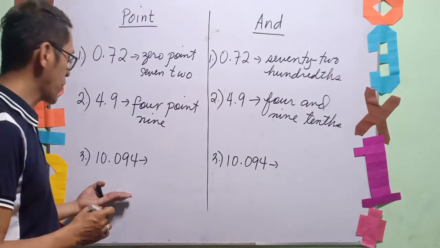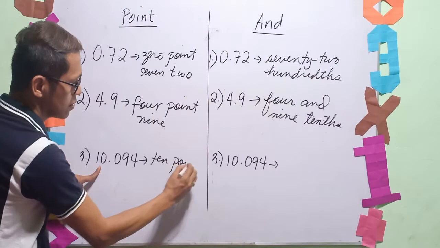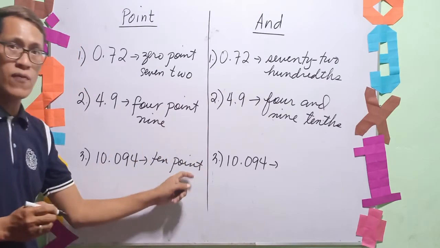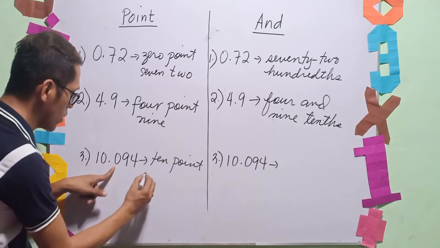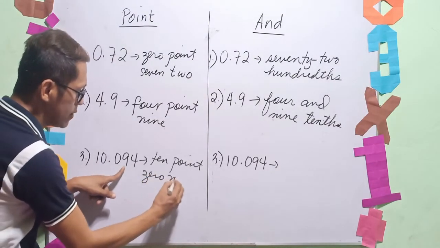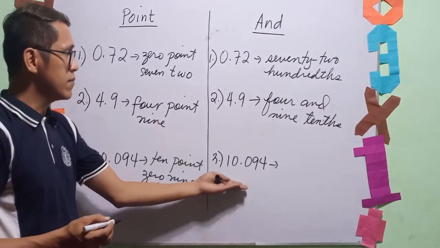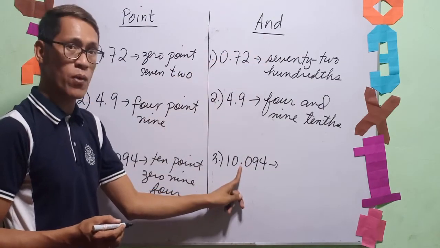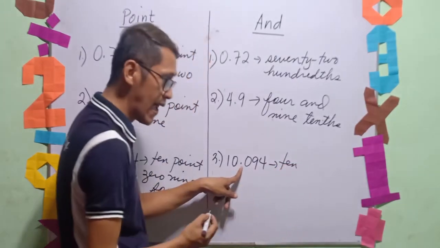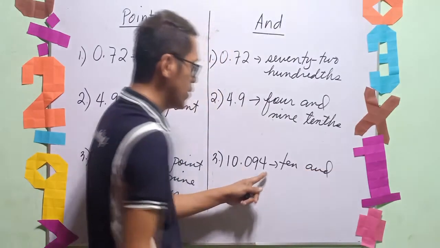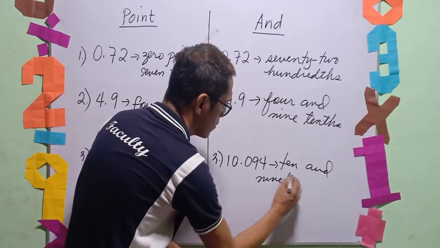What about number 3? Let's use point. So it's 10 point. Again, if we use the word point, read them one by one. So 10.0, 9, 4. While here, let's use "and" for the decimal point. So it's 10 and, then read this as a whole number, 94, correct? 94.